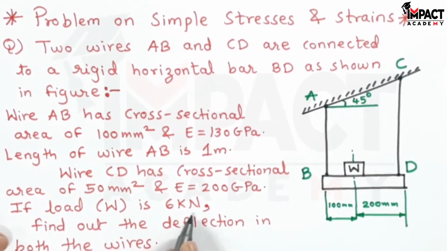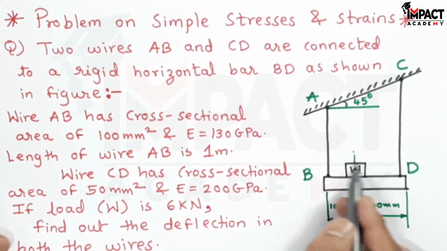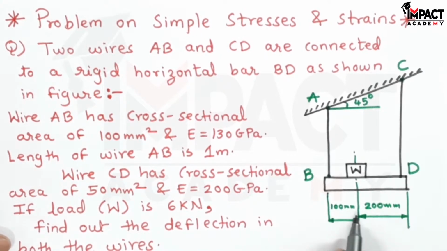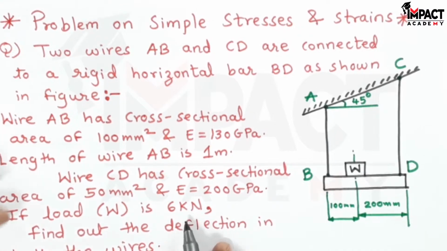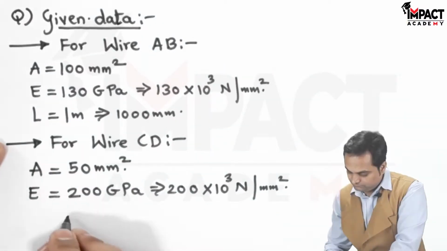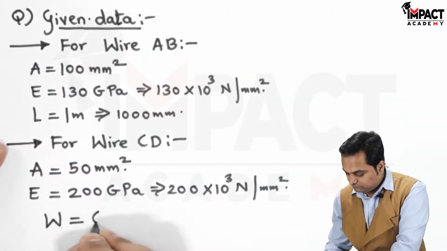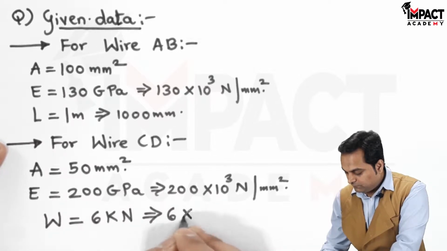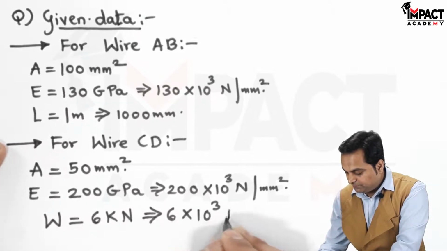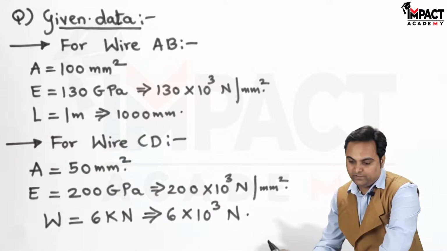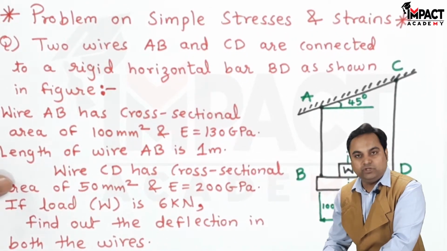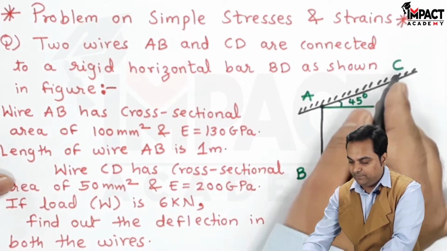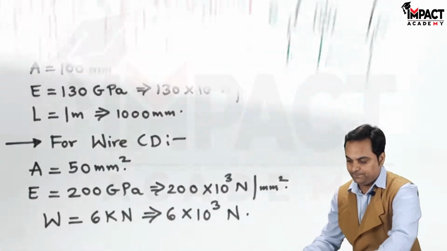if the load W is 6 kilonewton, as shown in the figure, there is a load kept at a distance 100 mm from B and 200 mm from D. The value of W is 6 kilonewton. So 6 into 10 raised to 3 Newton. Then we have to find out the deflection in both the wires, that is deflection in AB and deflection in CD.